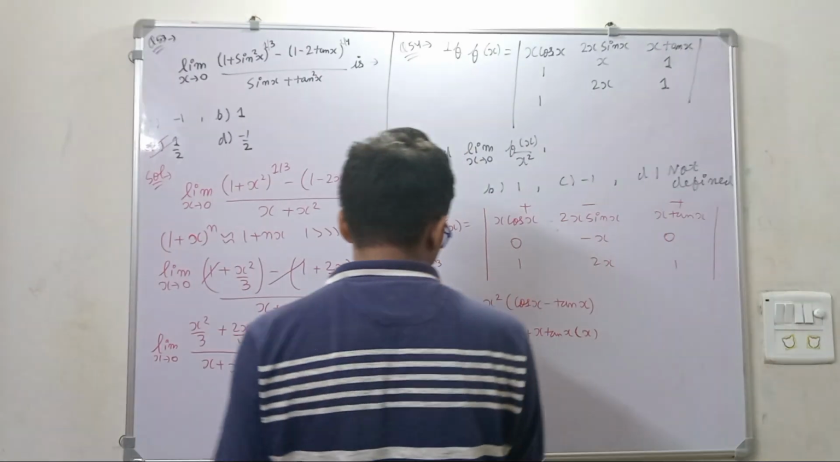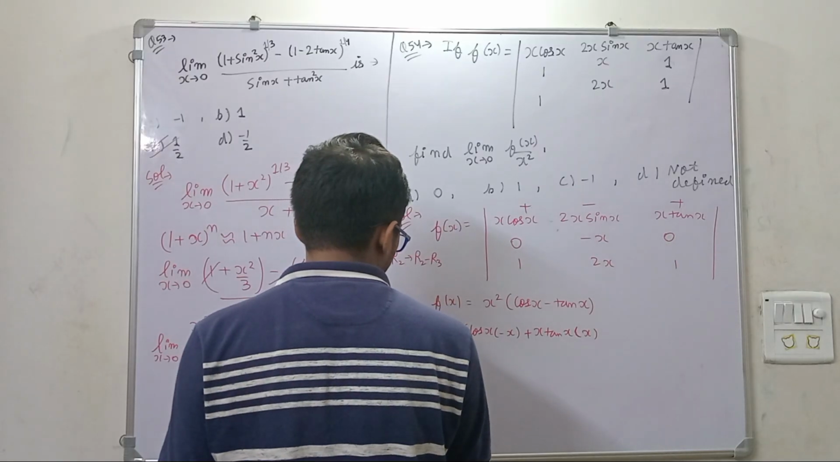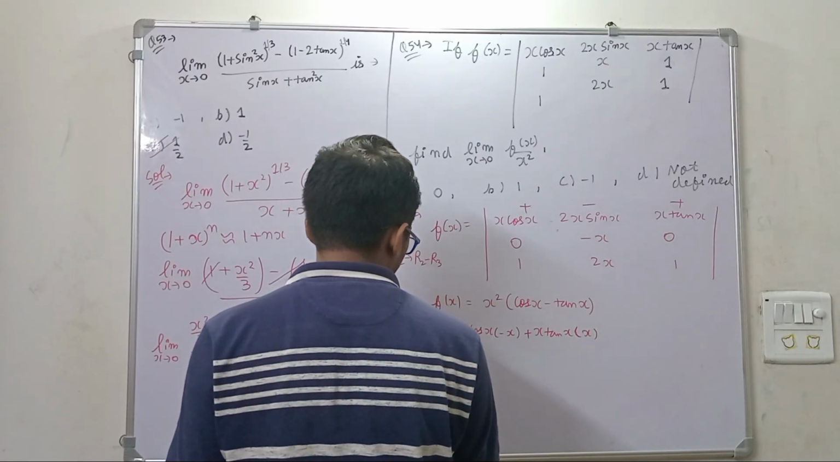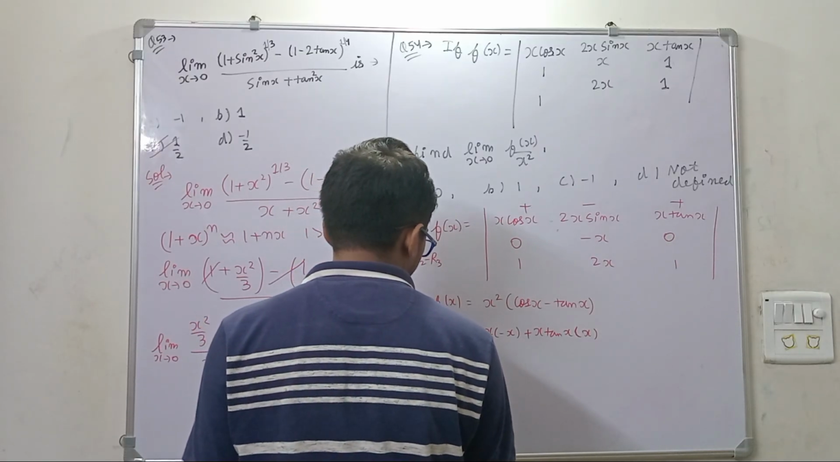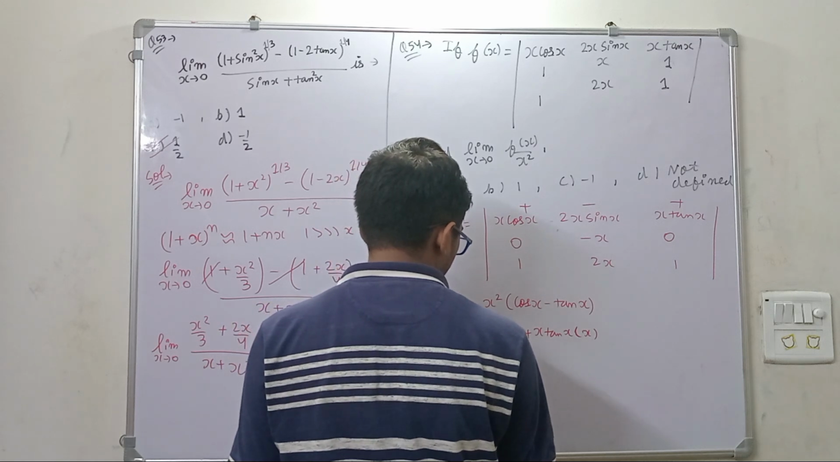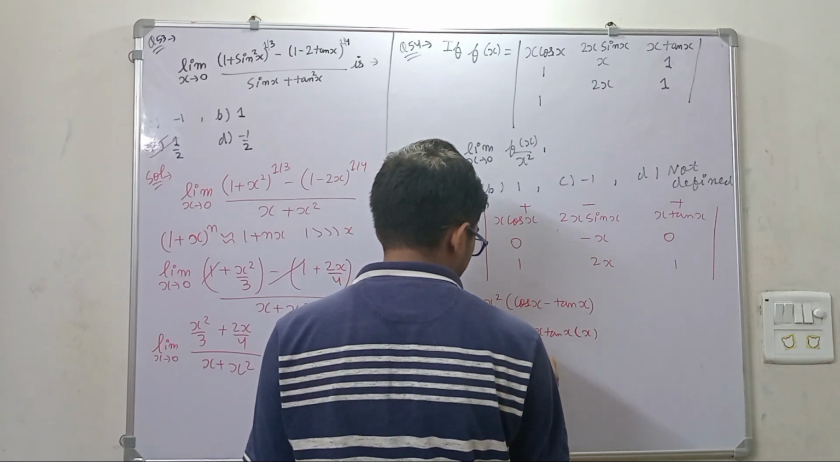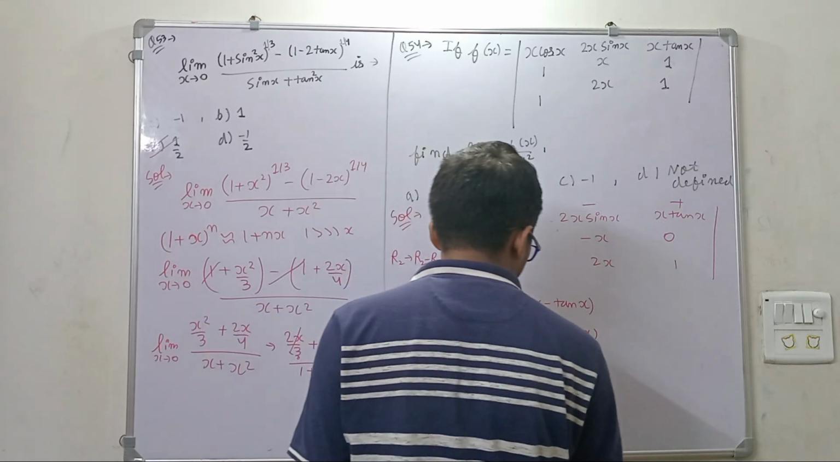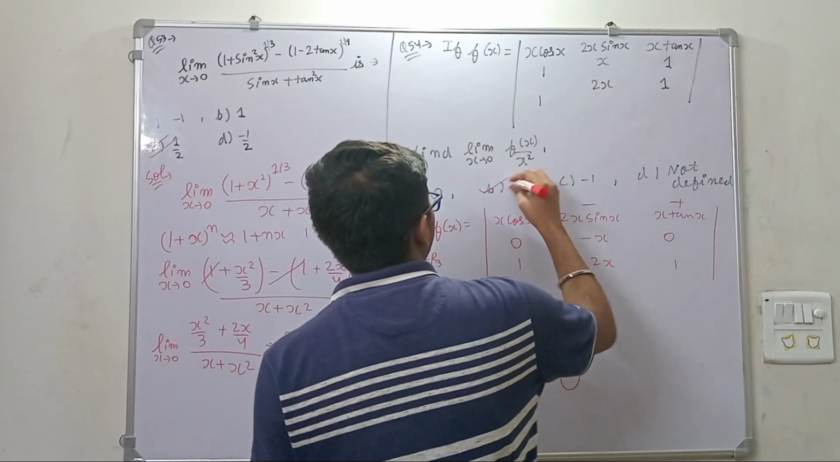And here now you have to do limit x tends to 0, fx by x square. So dividing by x square, this will be simply cos x minus tan x. So put x as 0, and your answer will be 1, which is your option number B.